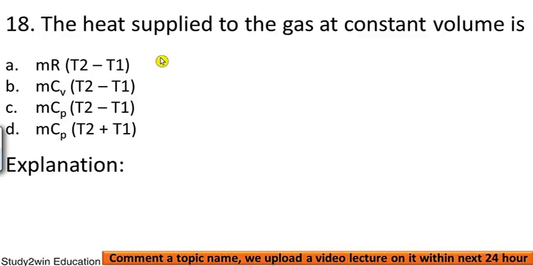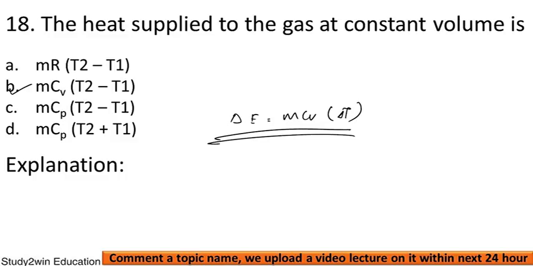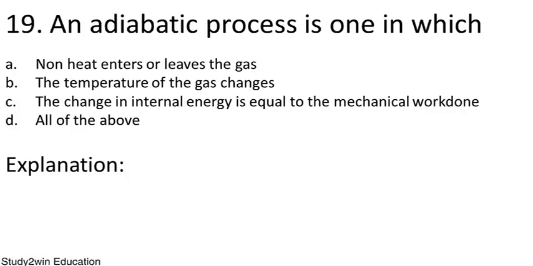Question number 18. The heat supplied to the gas at constant volume is equal to, we have seen it, option B is correct. mCv delta T is nothing but the heat supplied to the gas at constant volume. For any process, the heat supplied to the gas at constant volume is mCv delta T, and for any process, the change in internal energy is also mCv delta T.